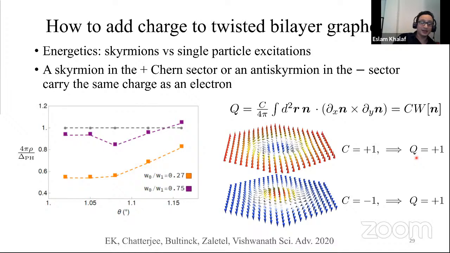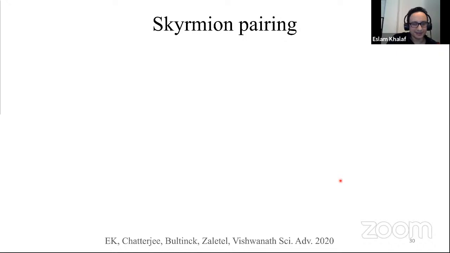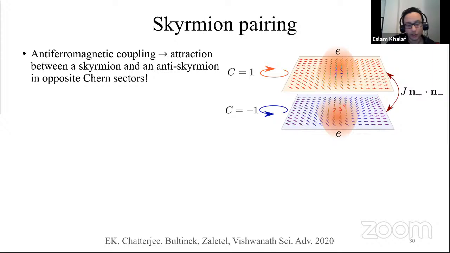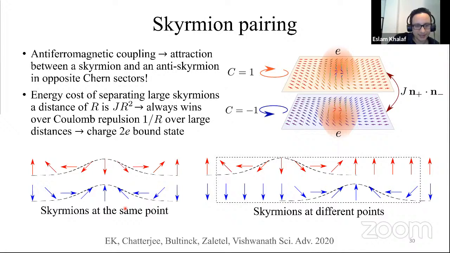Now, once we couple these two sectors, the main surprise is that because of this antiferromagnetic coupling, these two textures, although they have the same charge, will attract. That's something that can be seen very clearly by looking from the side. So rather than just looking at this very complicated texture, let's have a side view and look at the skyrmions from the side. You see, if the two skyrmions sit right on top of each other, then the spins in the two Chern layers, or the two Chern sectors, are exactly anti-aligned everywhere. So this antiferromagnetic coupling term is very happy.